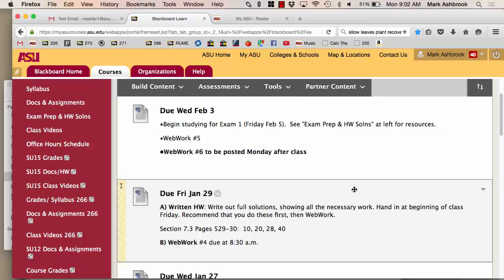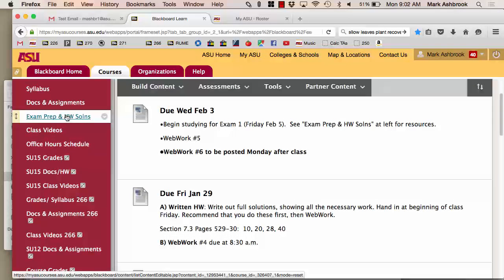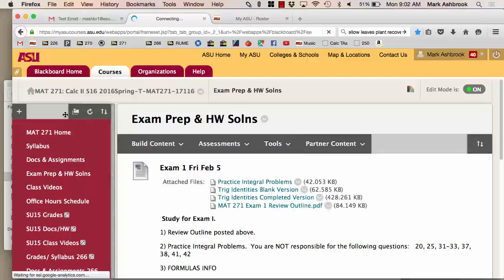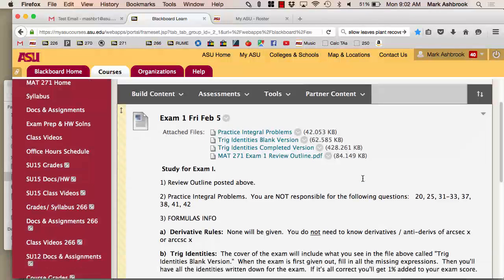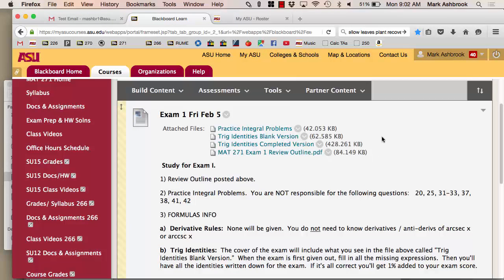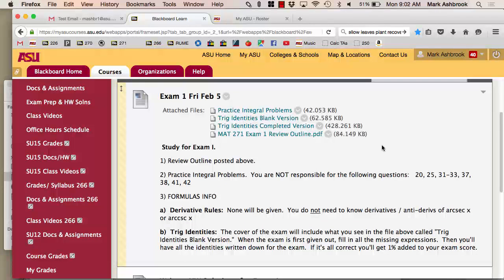Now, when it comes to the exam, if you go to exam prep and homework solutions, a new area that I made, there's a couple posts here. The first one is Exam 1, Friday, February 5th. It has some resources and an outline of some guidance for studying. The first thing is number 1, review outline. That's the fourth one here.